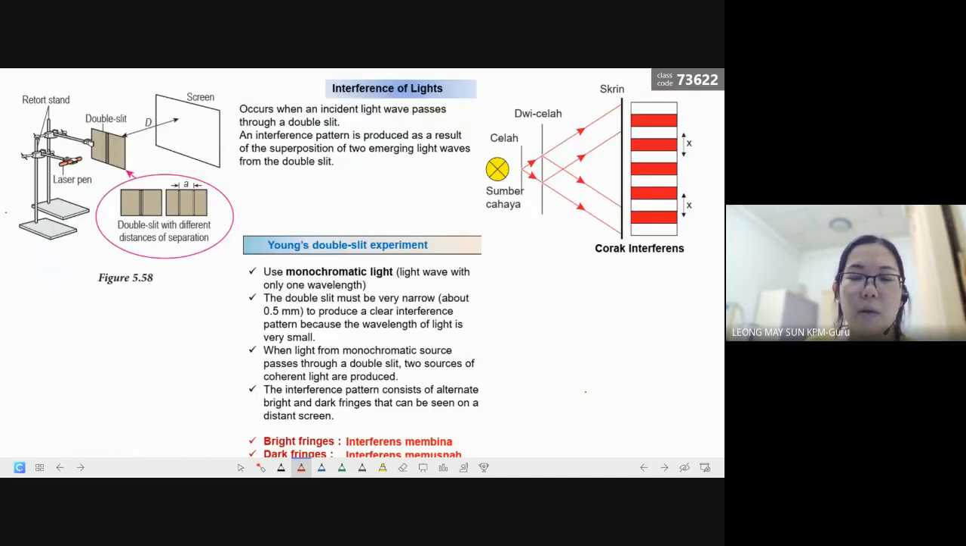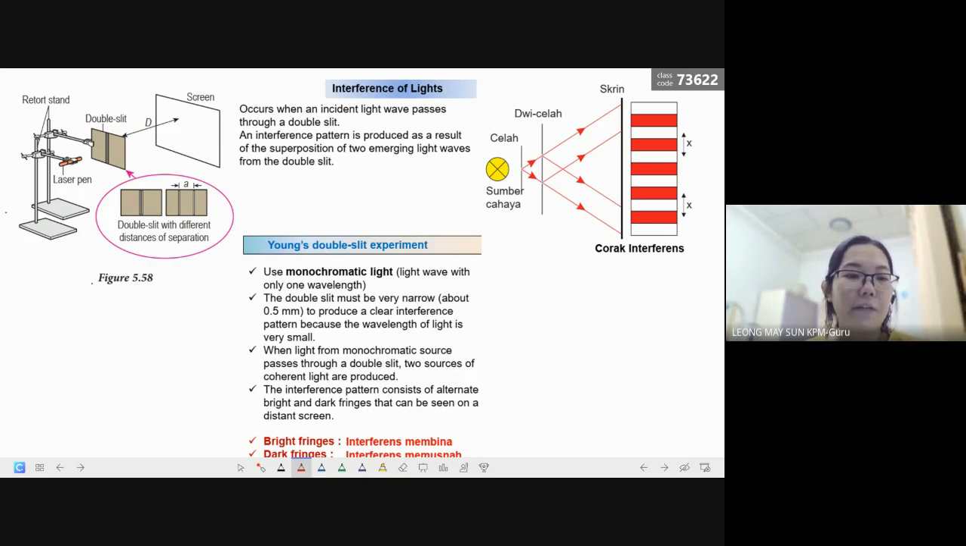So, interference of light waves. The picture for interference of light waves is like this. We have a laser pen clamped to a retort stand, and another retort stand clamping a double slit. I'll show you guys when we're back in school again. A double slit is a piece of paper or cardboard that has two very tiny slits, very fine lines.